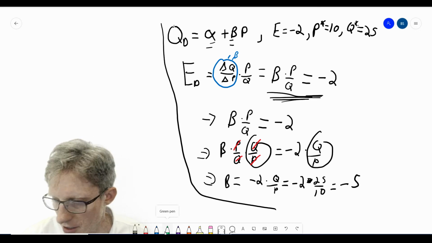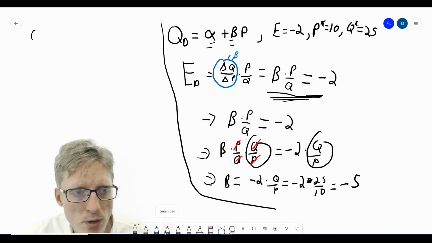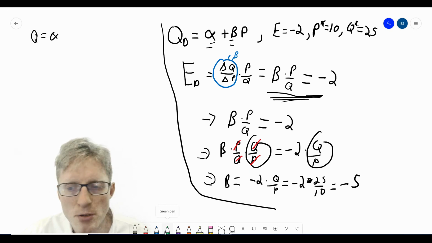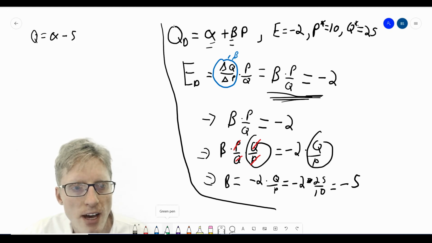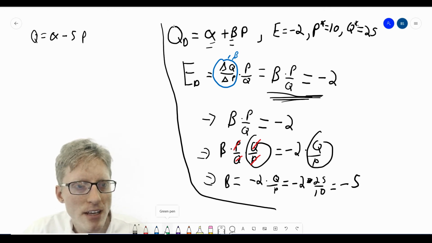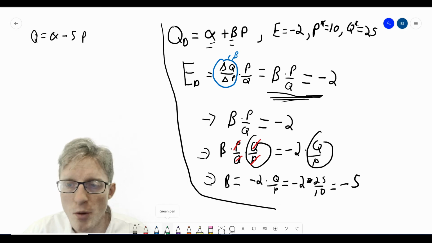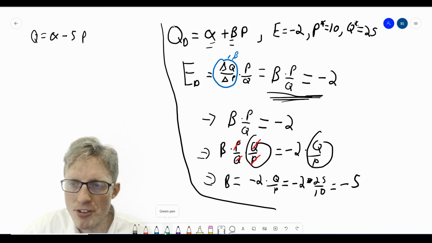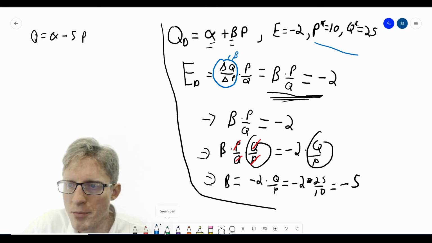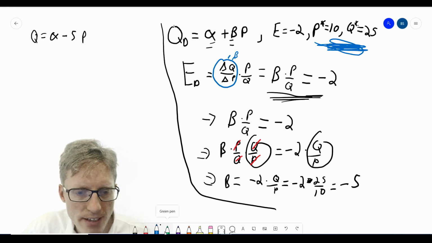Now let's come over to this side and plug that in. So we have demand equal to some constant alpha plus beta, but we know that beta is equal to minus 5, so we'll put that in: minus 5 times P. Now the only remaining step in this problem is to find the value of alpha. So we need to know some point on this demand curve. Fortunately for this problem, we were given one point. We were given the point in equilibrium. It's this part here. So let's plug that in.